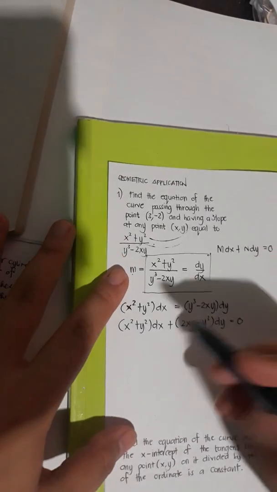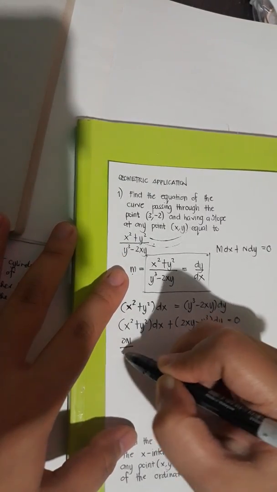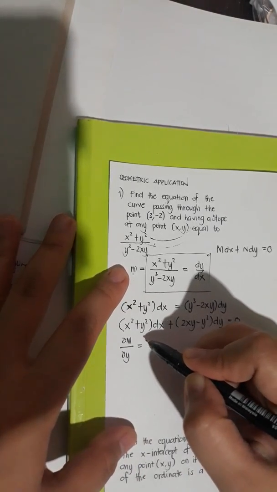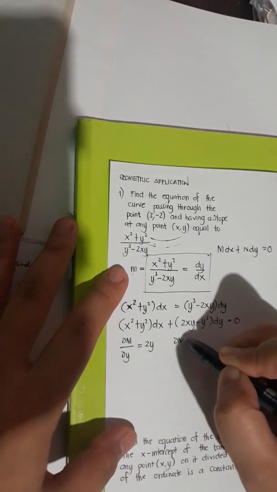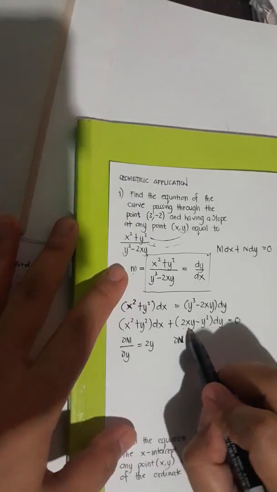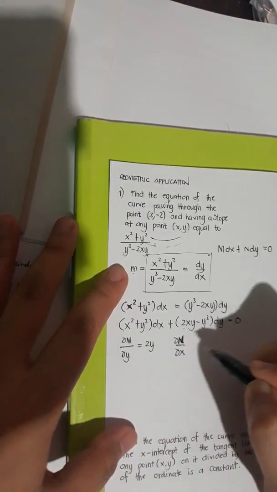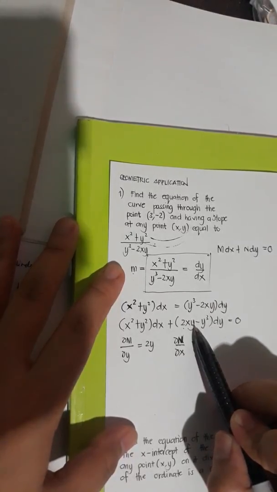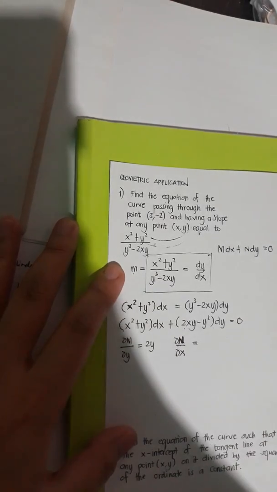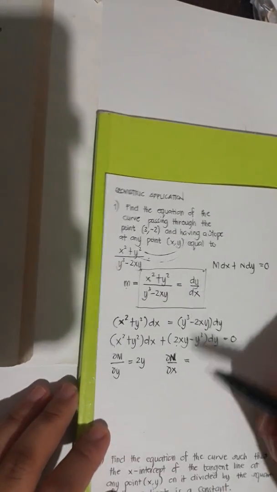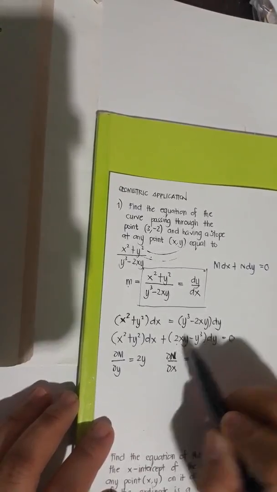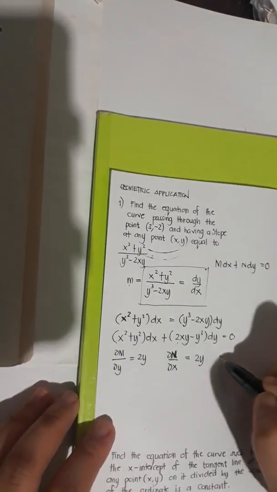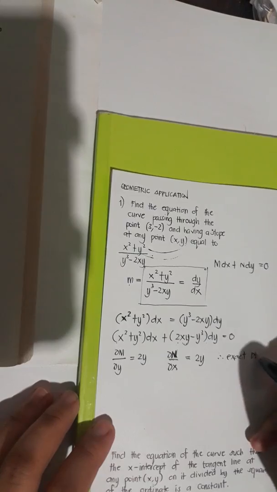Let's try if this is an exact DE. We have the partial of M with respect to y. M is x squared plus y squared, so that will be 2y. For N, which is 2xy minus y cubed, we take the partial derivative with respect to x. So y will be constant, and therefore the derivative with respect to x will be 2y. Therefore this is an exact DE, so we could easily get the solution.